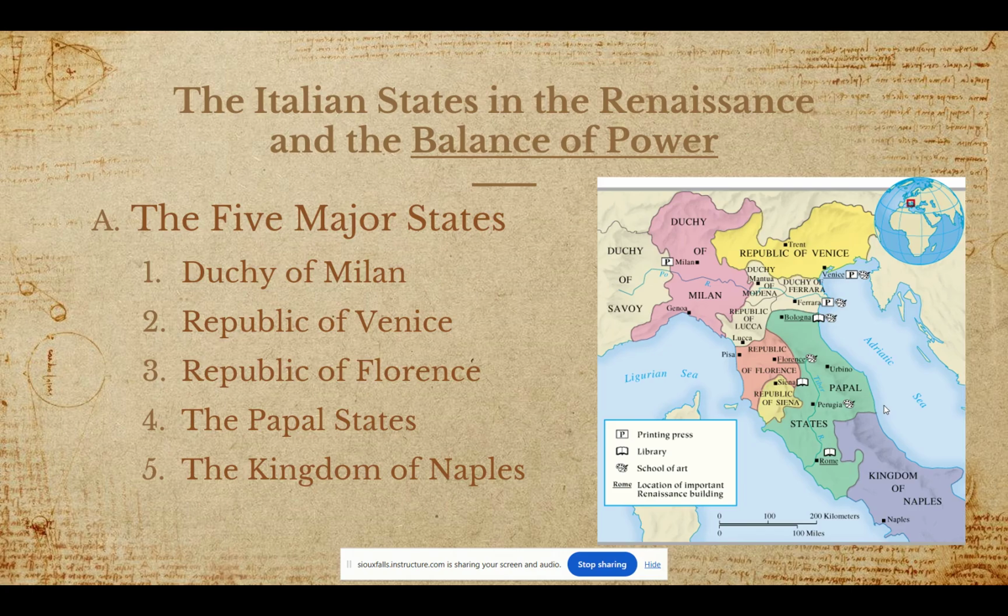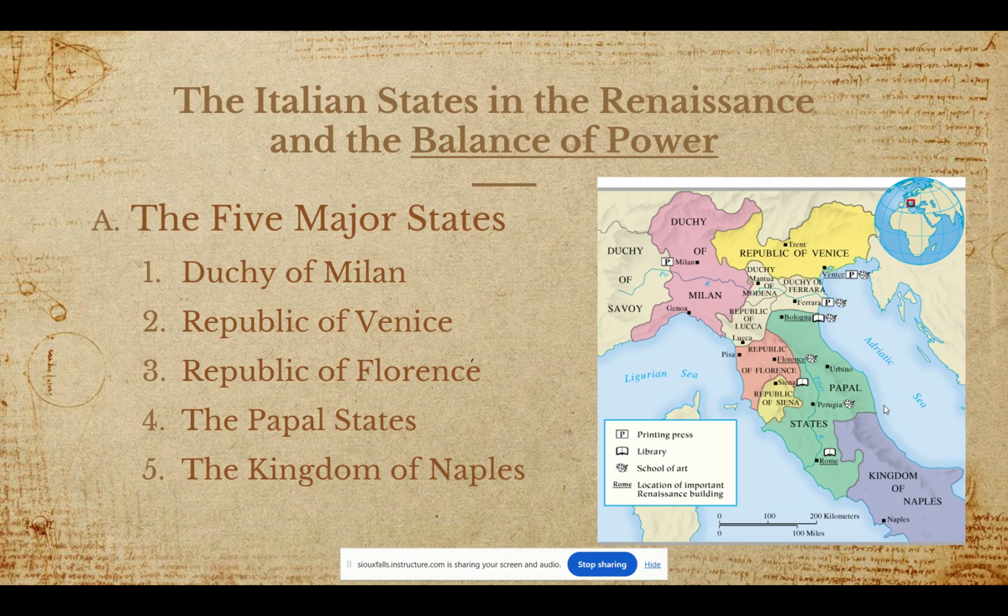And we know that with the rise and the prominence of Venice, Milan and Florence would form an alliance to try to keep Venice from growing too powerful and expanding their empire to the west. But it didn't stop us from continually having these bouts of warfare between the Italian city-states.